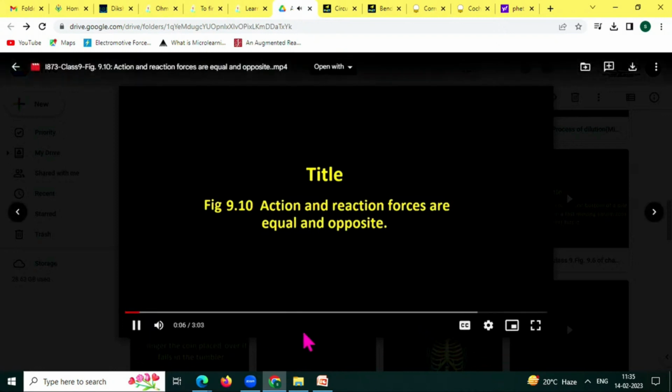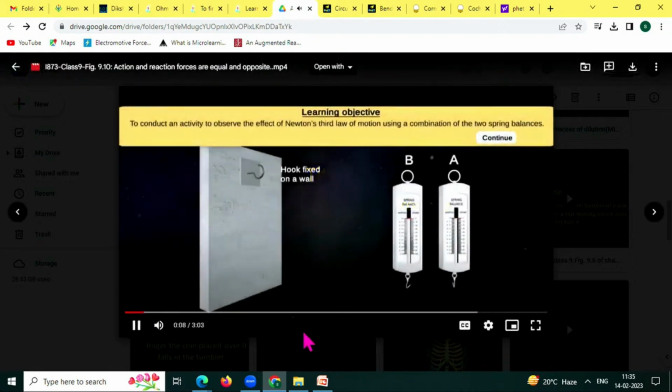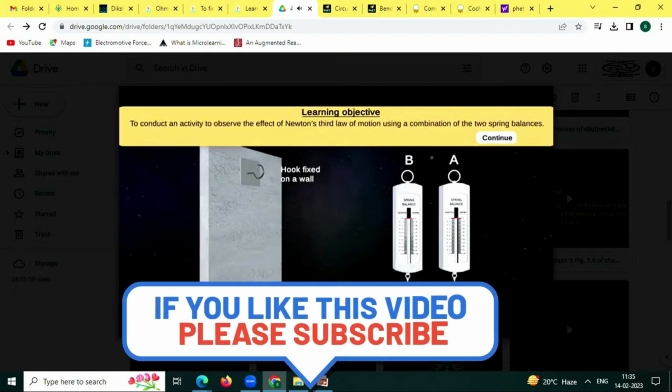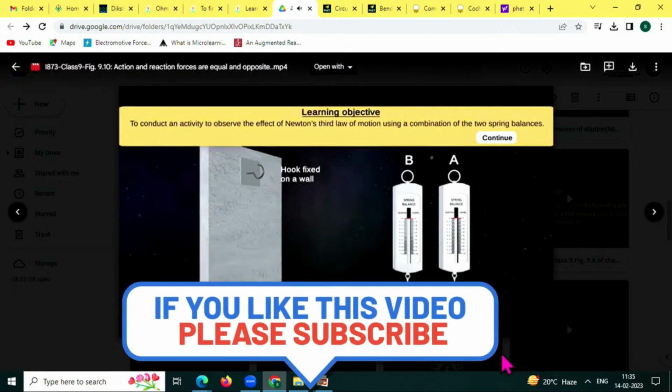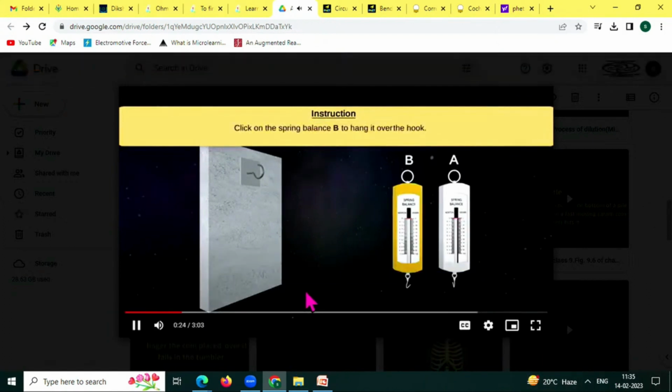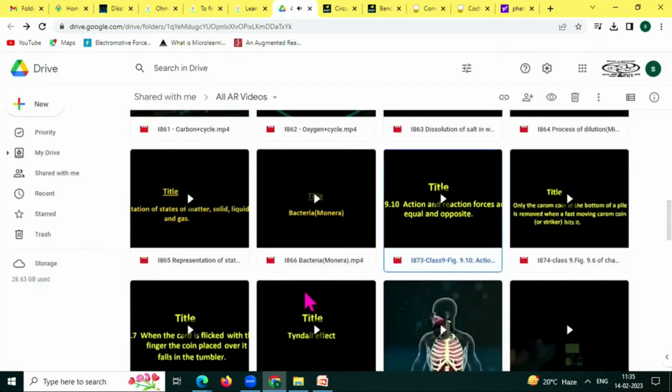Forces are equal and opposite. Learning objective: to conduct an activity to observe the effect of Newton's third law of motion using a combination of the two spring balances. Click on the continue button to continue. Click on the spring balance B to hang it over the hook.